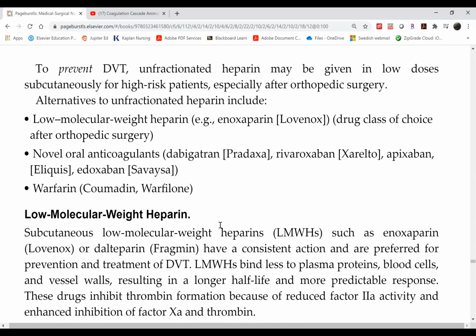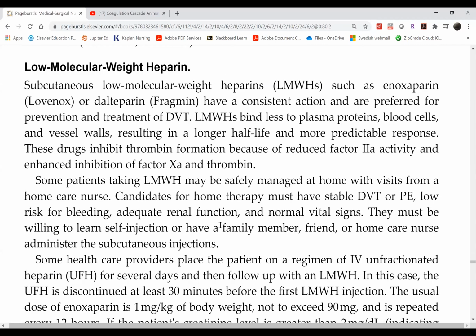Low molecular weight heparin. It is still heparin. However, unlike unfractionated heparin, which can be given IV, low molecular weight heparin is only given sub-Q. So therefore, it's not as fast-acting compared to unfractionated heparin, because of course this is subcutaneously administered, whereas your unfractionated heparin is given IV. So the moment it hits the bloodstream, anticoagulation starts right away.